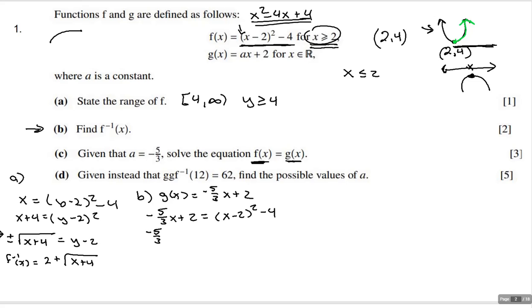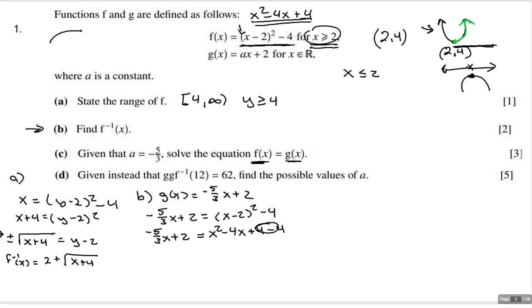Negative 5 over 3 x plus 2. So what happens when I square that binomial? What am I going to get? What's x times x? x squared. And then what's negative 2 times x? Negative 2x, and then I'm going to double it, so it's going to be negative 4x. Good. And then plus 4, and then minus 4. You'll notice now the minus 4 and the plus 4 clearly cancel each other out, right? So now what am I going to write?